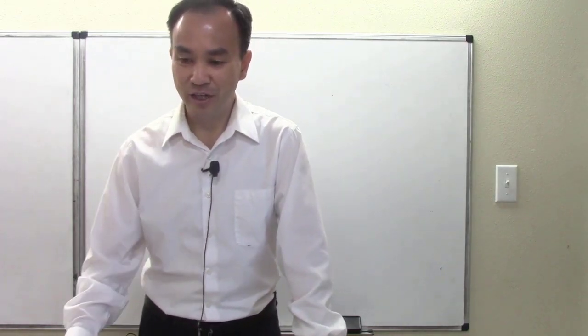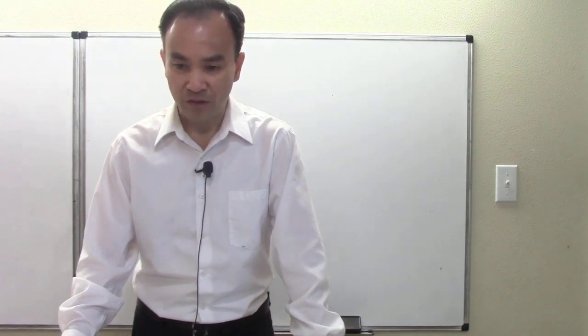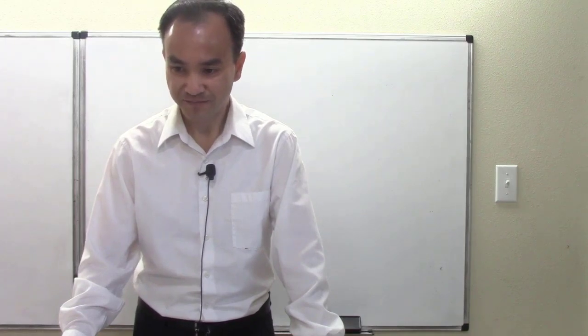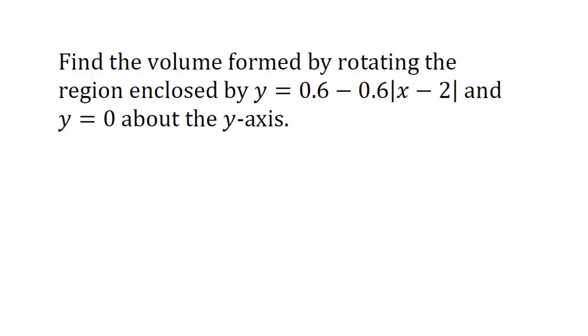Okay, so here we go. Let's turn over to the wording description of the problem here on the computer screen. We want to find a volume that is formed by rotating the region enclosed by the function y equals 0.6 minus 0.6 times the absolute value of x minus 2, and y equals 0, about the y-axis. Okay, so that's the complete description of our problem.